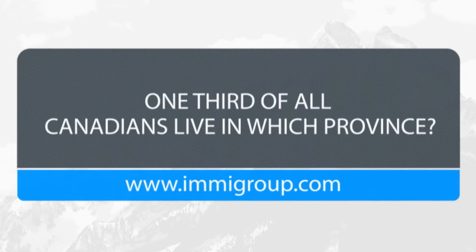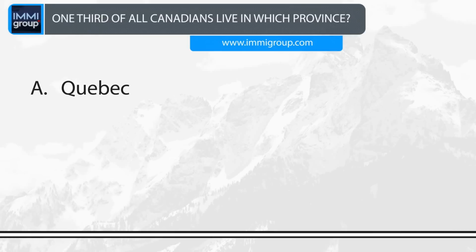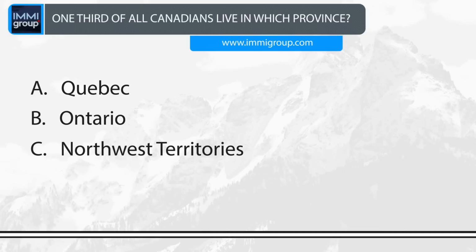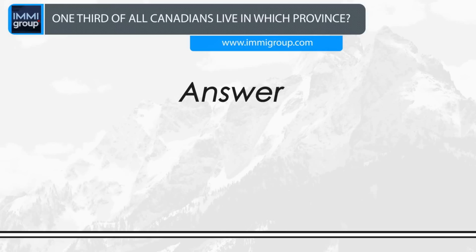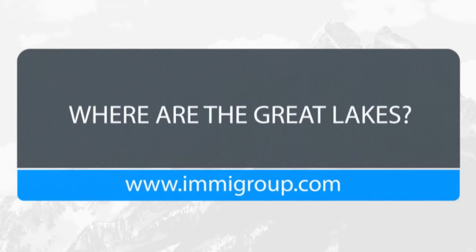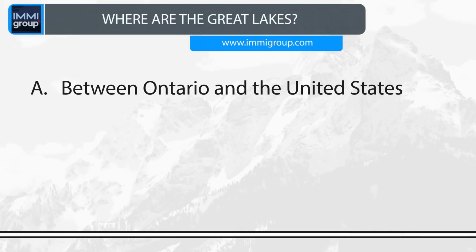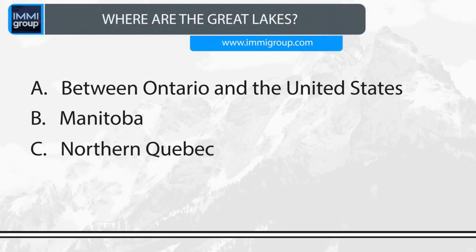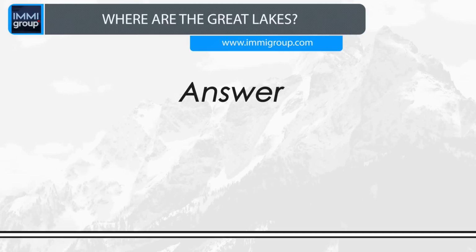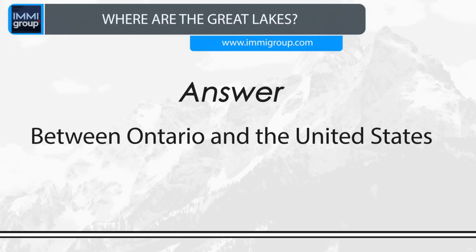1/3 of all Canadians live in which province? A. Quebec. B. Ontario. C. Northwest Territories. D. Manitoba. Answer: Ontario. Where are the Great Lakes? A. Between Ontario and the United States. B. Manitoba. C. Northern Quebec. D. Atlantic Canada. Answer: between Ontario and the United States.